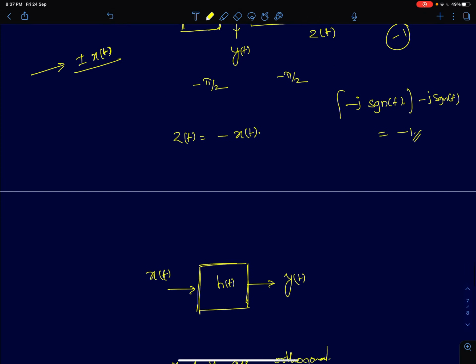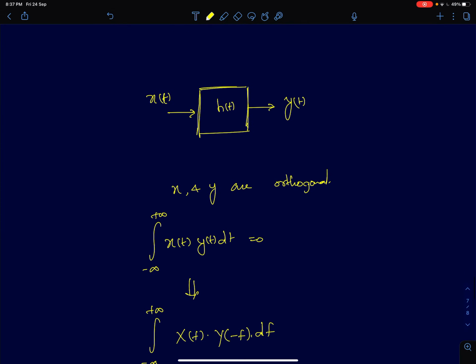The next property is orthogonality. What about y of t and x of t? Will they have any correlation present? Will there be any correlation between y of t and x of t? If you pass a signal x of t through a Hilbert filter, we can easily show, I'll show it in a few moments, that the output and input will be orthogonal to each other.